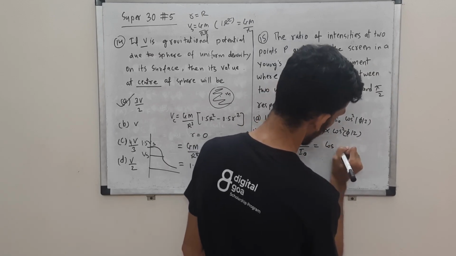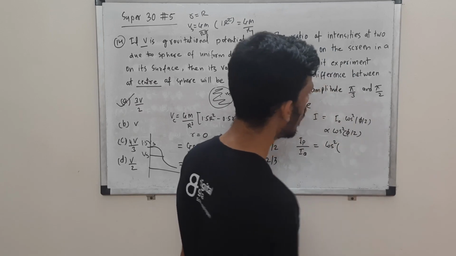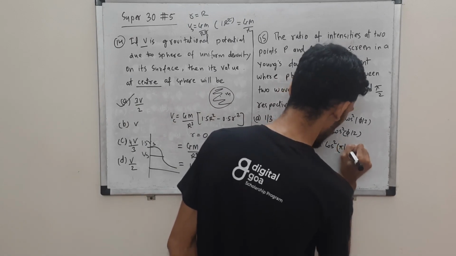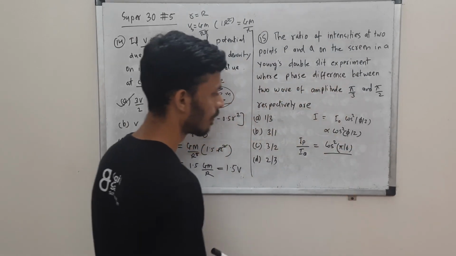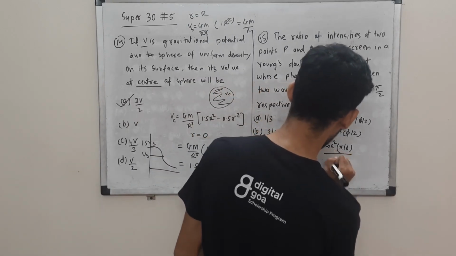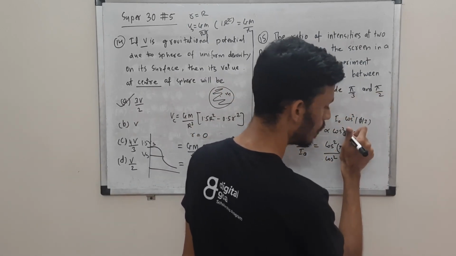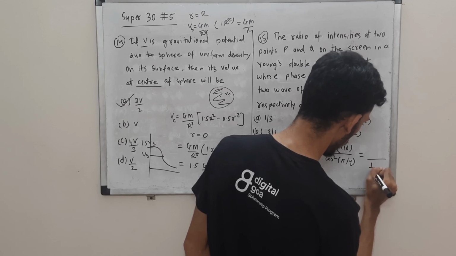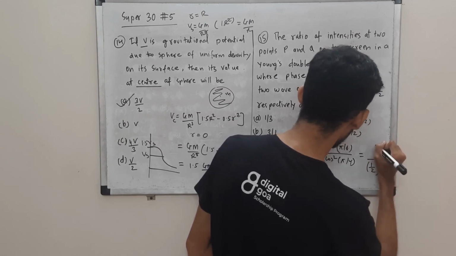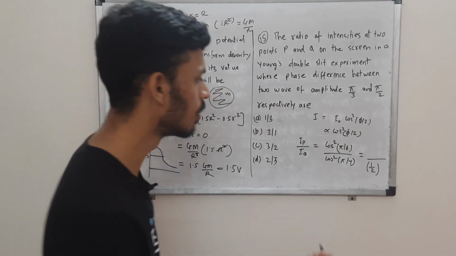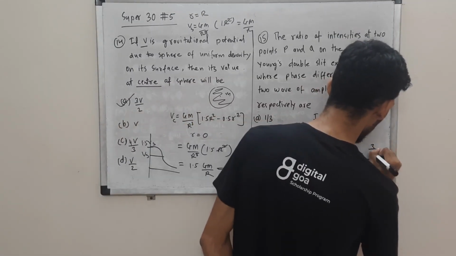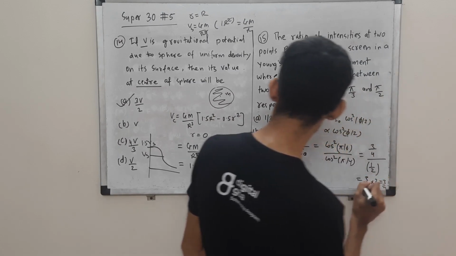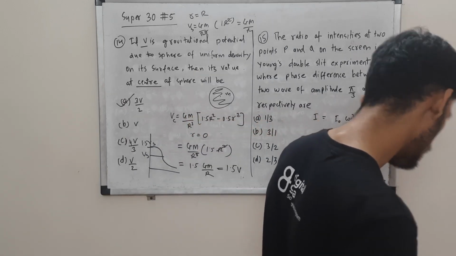So cos squared phi by 2: first the phase difference is pi by 3, which is 60 degrees. Half of 60 is 30, or pi by 6, so cos 30. And here it is cos squared pi by 2 divided by 2, which is pi by 4. Cos pi by 4 is 1 by root 2, so 1 by root 2 squared is half. And here cos 30 is root 3 by 2, so root 3 by 2 squared is 3 by 4. So we get 3 by 4 times 2, which is 3 by 2. Is it 3 by 2? Option C. Let me check that. Yes, it is 3 by 2.